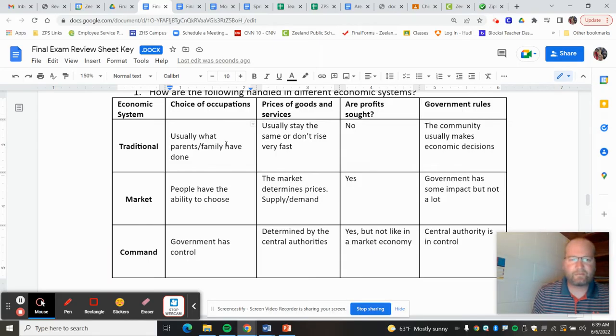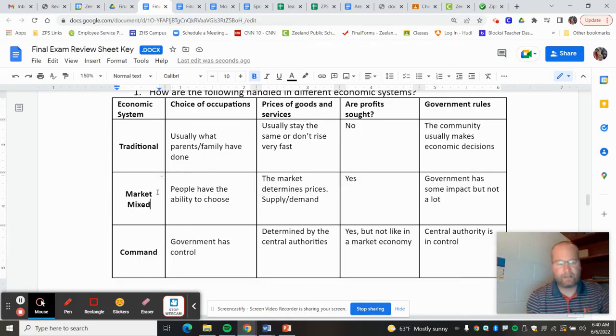In a market economy, the choice of occupations, that's like what we live in, right? For the people, that's us. We've got the decision to make to decide what kind of job we wanted. I wanted to be a teacher, so I was able to do that. The government wasn't telling me to go be a teacher. I had the choice. Prices of goods and services, the market determines those prices.